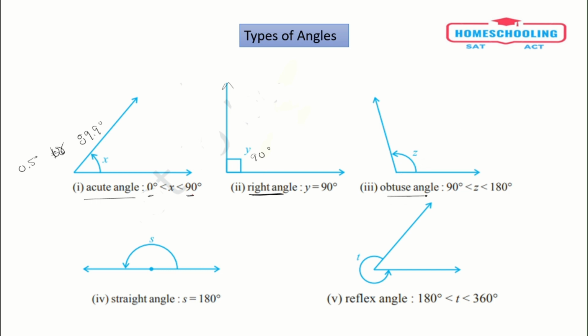Now obtuse angle, any angle that is greater than 90 degree, like 90.5, 91, 94 degree, and less than 180 degree, 179, 145, 123. Any angle between 90 to 180 degree is called an obtuse angle. Now a straight line, the angle of a straight line is 180 degree. Now let's come to reflex angle. Reflex angle, any angle that is between 180 degree and 360 degree is called a reflex angle.